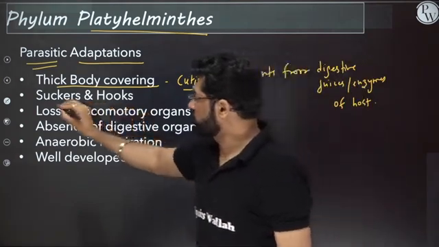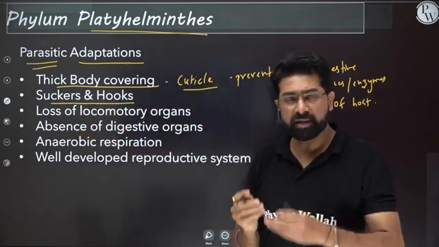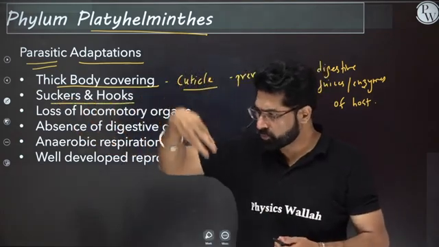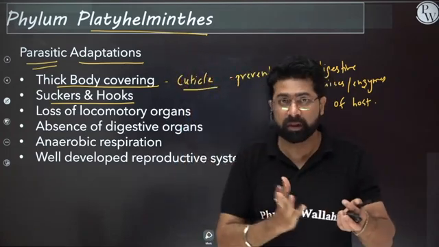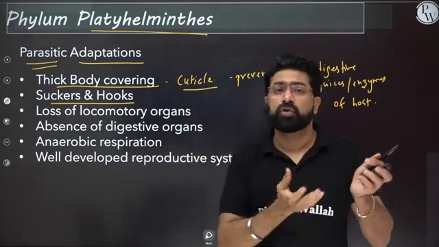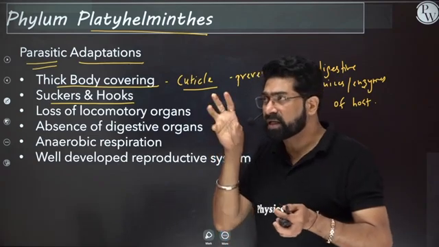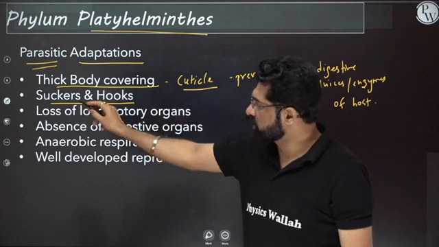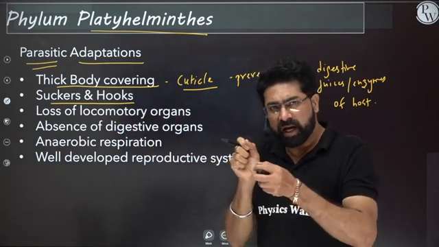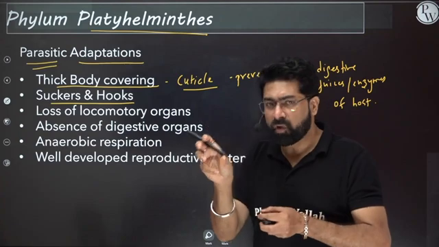Next is the presence of suckers and hooks. So why do they need suckers and hooks? Because now the food is flowing inside the intestine. So they should not get flowed down. They should not get carried away by that flow. So they should have some structure by which they can attach to the intestine wall. And for that they have very special structures called suckers and hooks, by which they attach to the intestine wall.